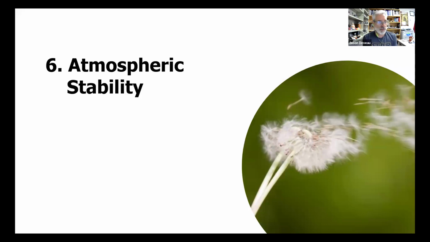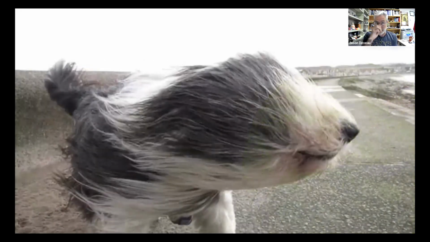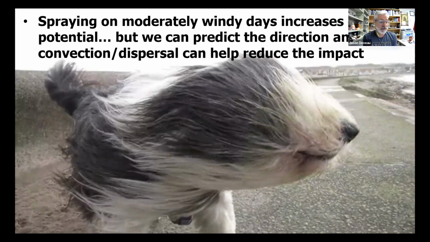So now, knowing that product choice is the big problem with volatility, if you chose to spray it, what happens? How can you hedge your bets a little bit? And that leads us to atmospheric stability. This is me going back to saying wind is not the villain here. If you spray on a moderately windy day, let's just say a light breeze, yeah, it's going to increase the potential for physical drift, but you know which direction it's moving. And because of convection and dispersal, these thermal mechanical methods of spreading spray out, it tends to reduce the impact.